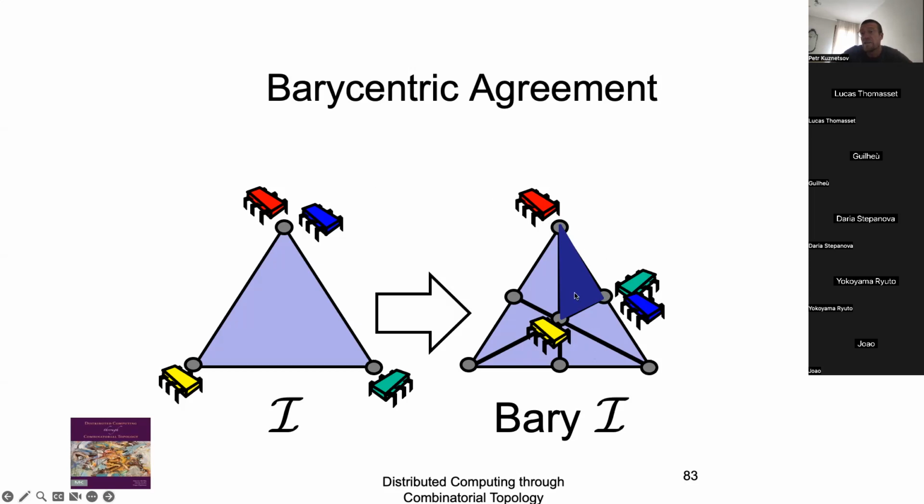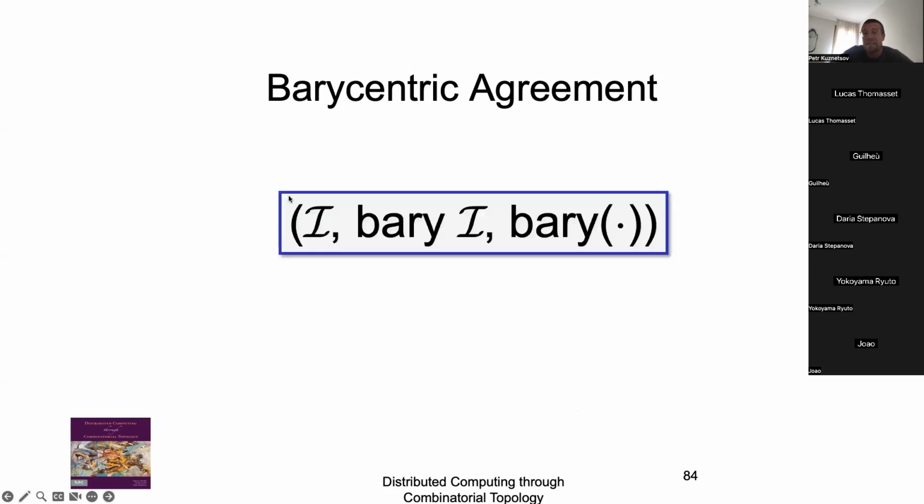Okay, so this is a legitimate output of this barycentric agreement task. Formally, we can define it as an input complex. It can be any complex. The protocol complex, the output complex of this task, is the barycentric subdivision of this complex. Barycentric subdivision can be done on a simplex, or it can be done on a complex. It's not a big deal.